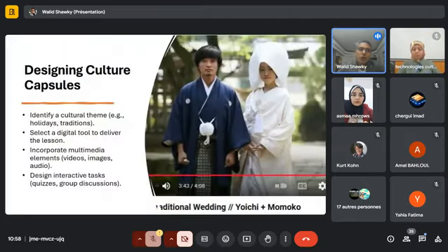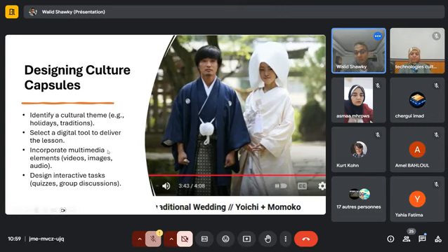So now, how are we going to design these cultural capsules? First of all, teachers need to identify the theme, and this theme will be based on the unit in the course book. For example, in the picture that we have now, I got a picture of a Japanese couple on their wedding. They are wearing their Japanese customs or traditional wedding dress. So once you find the topic and you identify the theme that you are going to teach today, you need to search for a similar video or a link to be able to share it or make it part of your lesson.